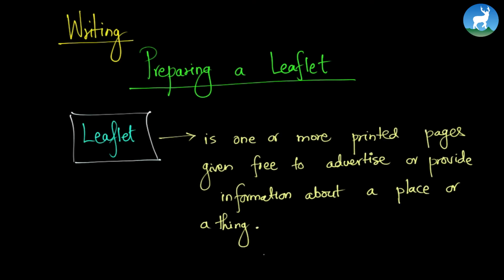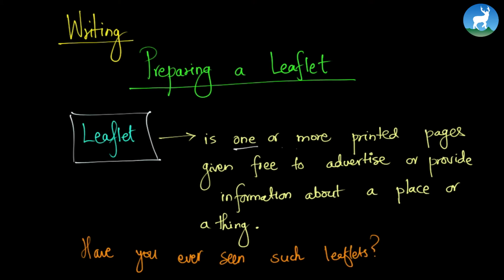A leaflet is one or more printed pages given free to advertise or provide information about a place or thing. Have you ever seen such leaflets? The main idea is that a leaflet is one or more printed pages. There could be a page or many pages given free to advertise. That's the main idea of a leaflet. It's given free to advertise or provide information about a place or a thing. So it could be a list of information about a place or about a thing.